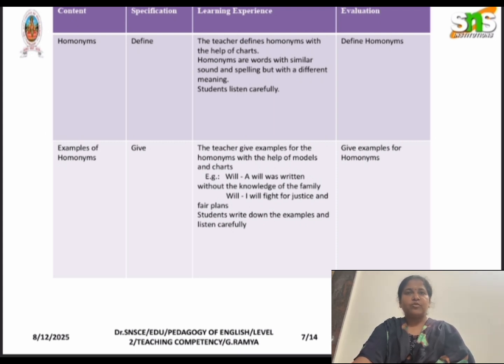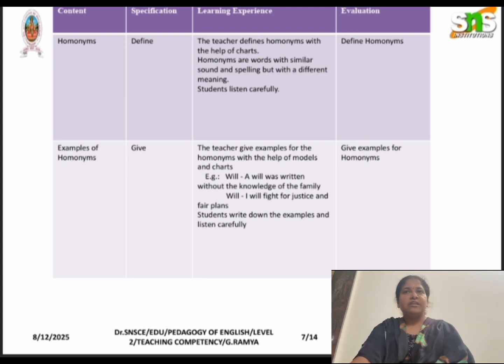First comes the homonyms. So in content we have to write homonyms, and in specification how we can define the homonyms. In the learning experience, the teacher will define the homonyms with the help of others, and homonyms are words with similar sound and spelling but with a different meaning. So students will listen carefully. So this is how the learning experience should be written in that particular column.